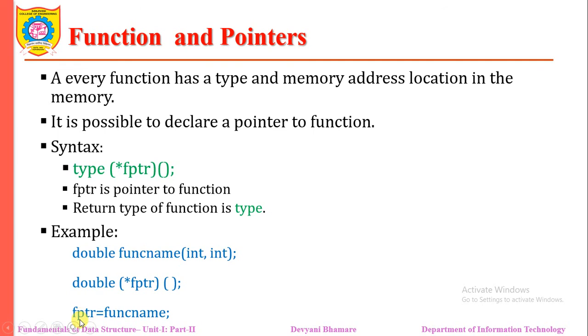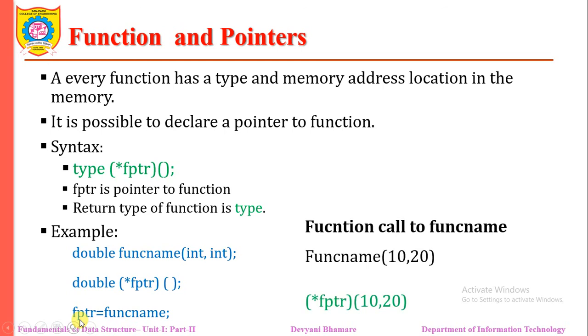Now, how are we going to call this? Generally, in a function call, we use the function name and pass the actual parameter values. But if we are using the function pointer, then we simply write the function pointer followed by the arguments.